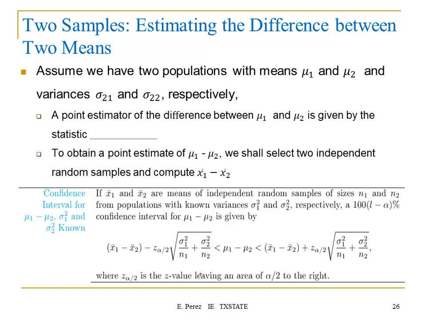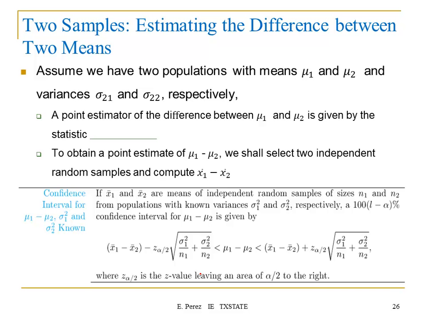So assume that we have two populations with two different means, mu1 and mu2. We are no longer sampling from the same population. So we can say, for instance, we are sampling from Texas State University, and we are also sampling from UT Austin. These two different populations are going to have two different population means and two different population variances.